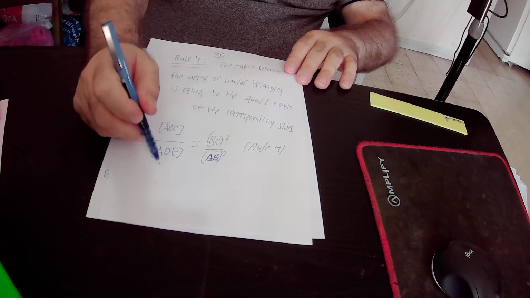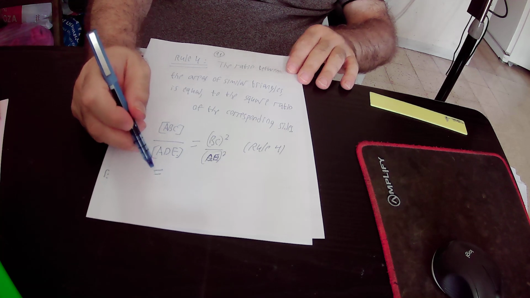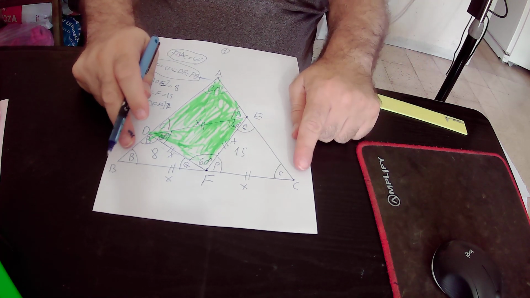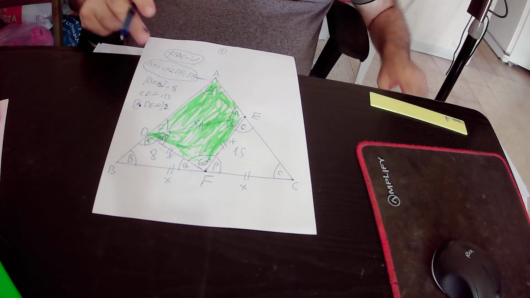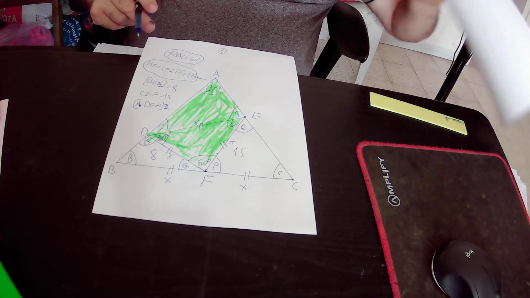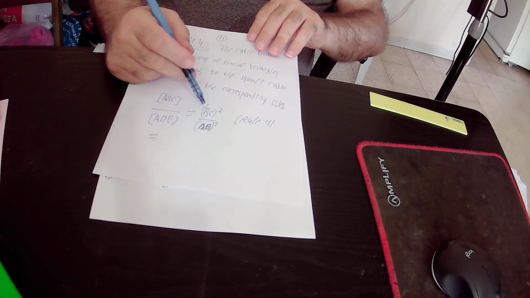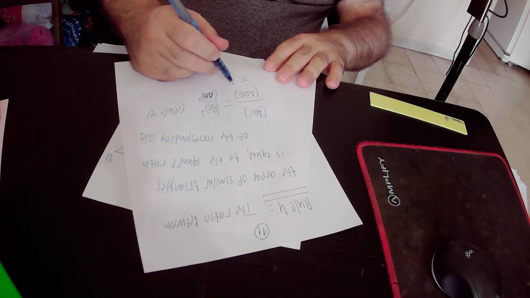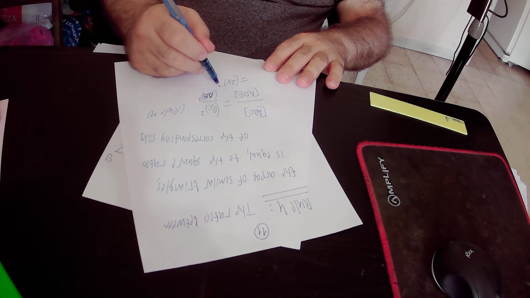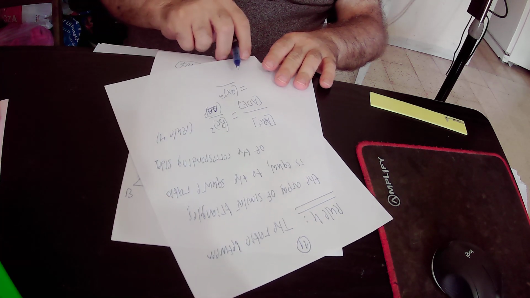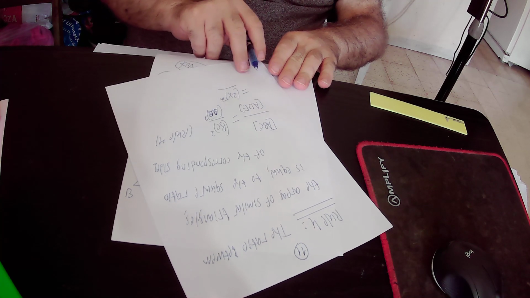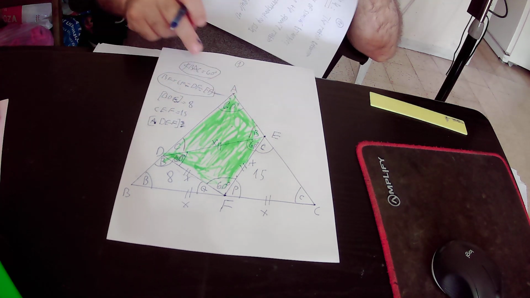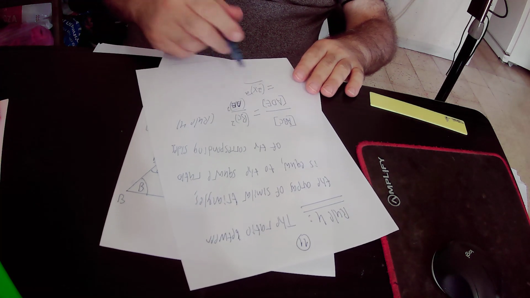But what is BC square? What is BC? BC equals x plus x, that is to say, it equals 2x. BC equals 2x, so BC square will be equal to 2x square, over DE square. DE equals x, so DE square equals x square.